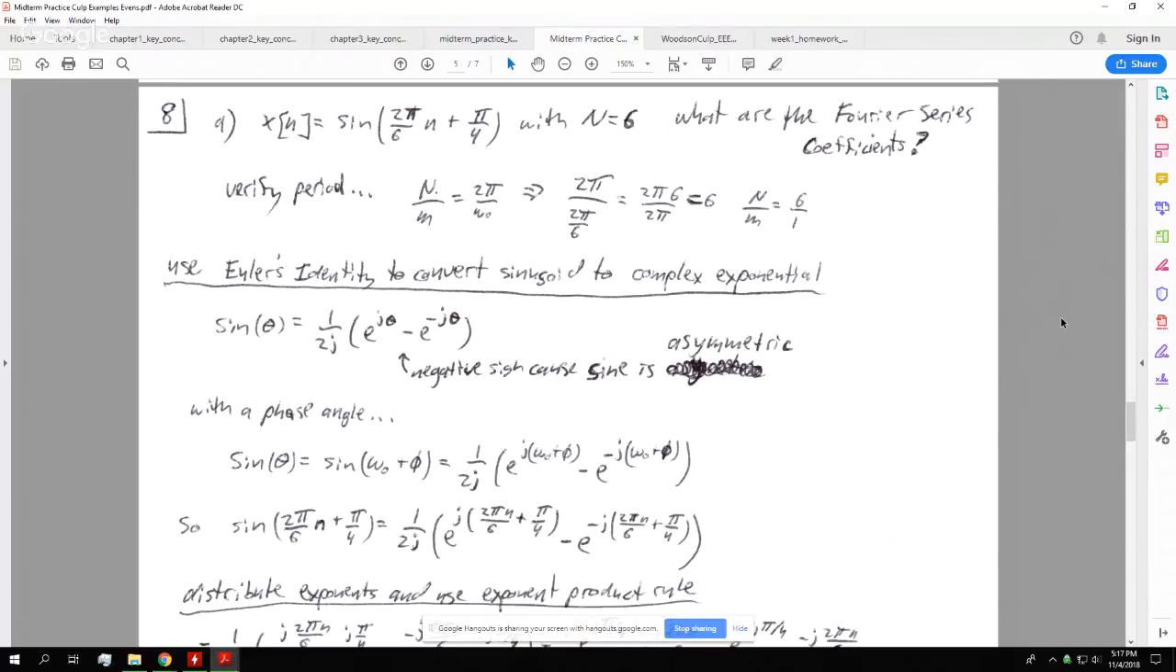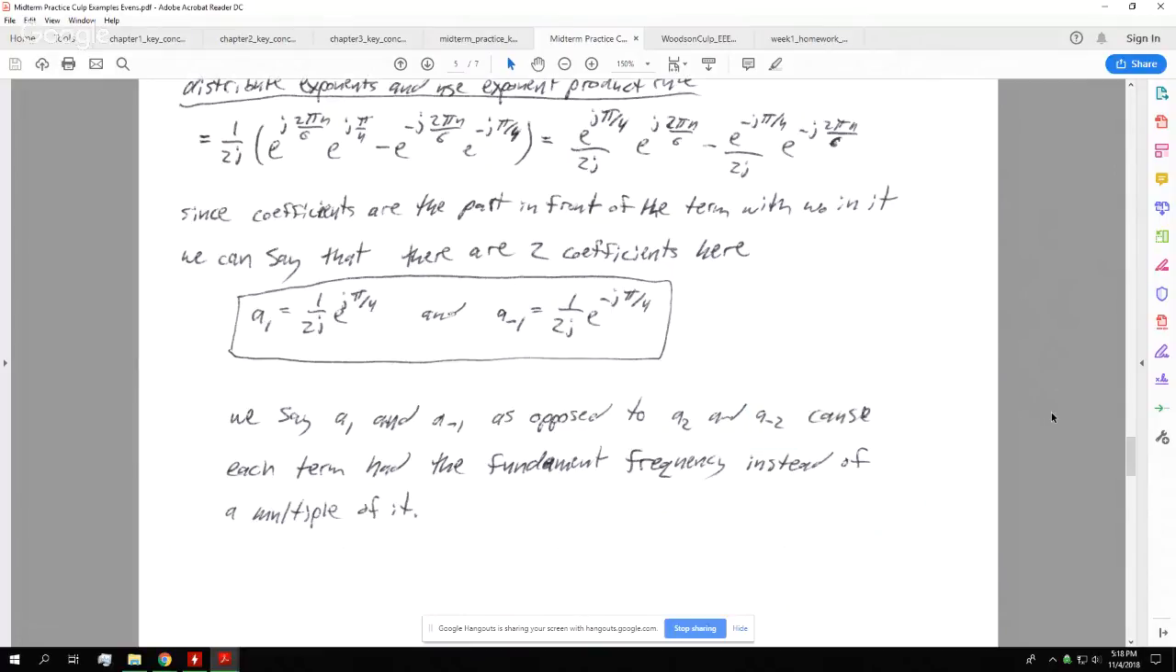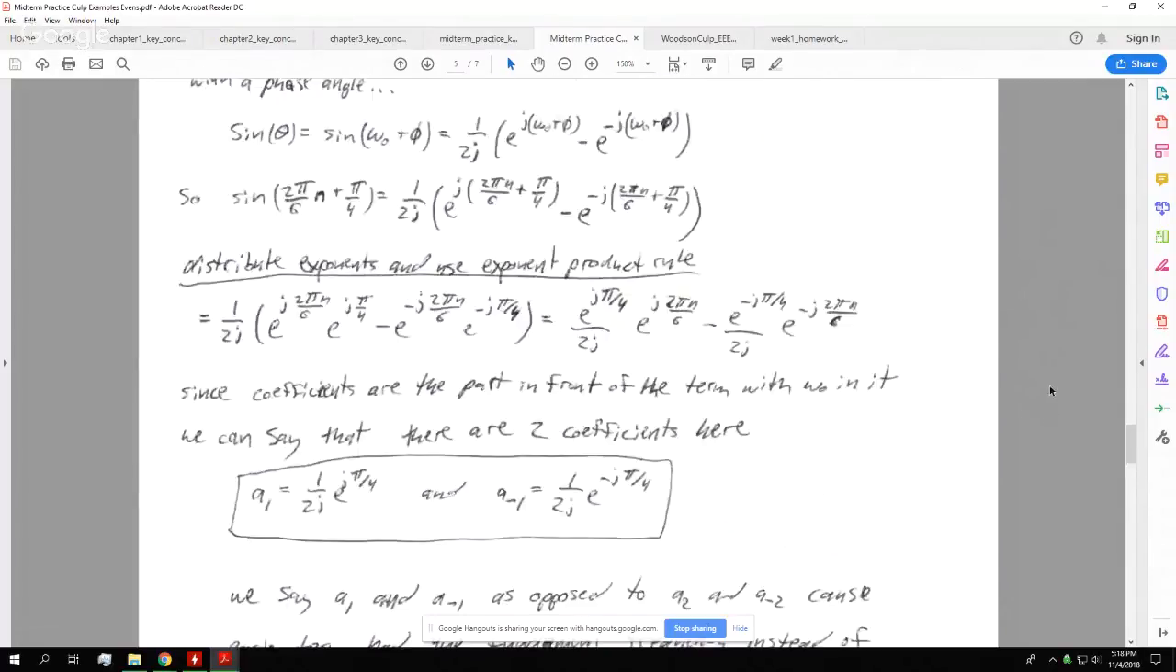Therefore, our final expression being in terms of our fundamental frequency and not some multiple of it means that our k values were 1 and minus 1, as opposed to some other values. If our final expression had, let's say, 4 pi over 6 or 6 pi over 6, which is just pi, then that would be some multiple of our fundamental frequency, and we would call it a2, a minus 2, depending on what the multiple is. So hopefully that makes sense.